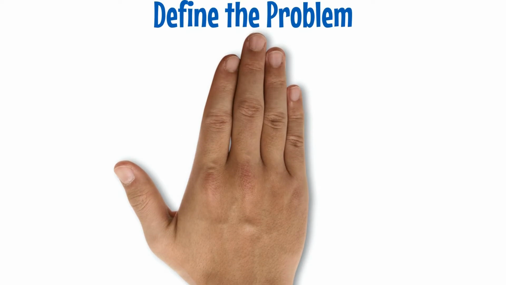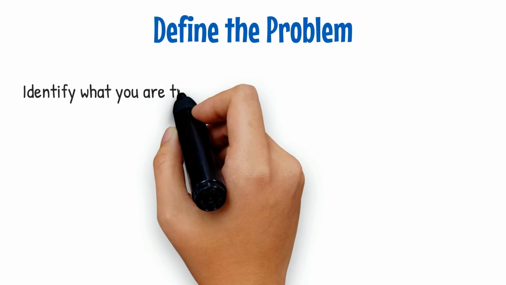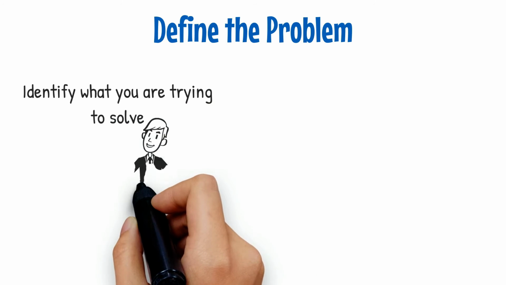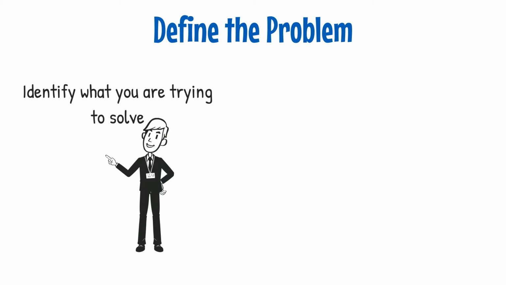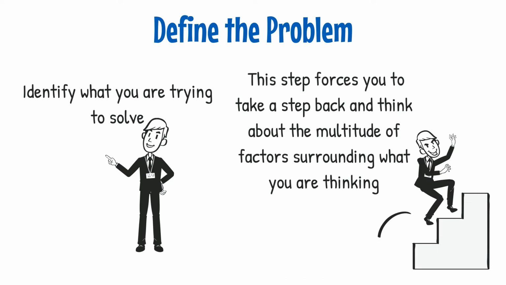The first step in the process is to identify what it is that you are trying to solve, not necessarily the solution to your problem, but clearly identify the problem. This can be difficult since we always want the solution fast and concrete in the beginning. This step forces you to take a step back and think about the multitude of factors surrounding what you are thinking.